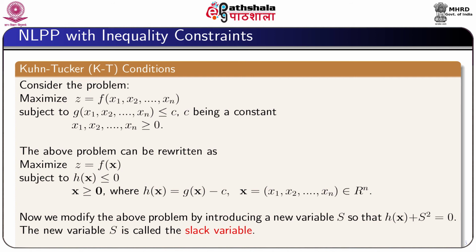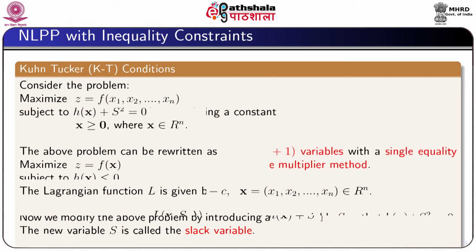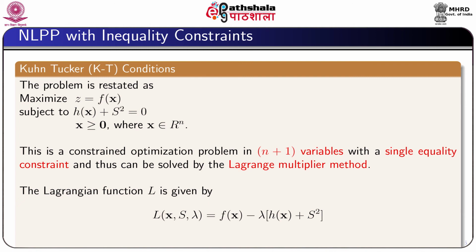We now modify this problem by introducing a new variable, which is called slack variable, a new variable s, so that h(x) plus s square is equal to 0. The new variable s is called slack variable. Therefore, the problem can be stated as maximize z equal to f(x) subject to h(x) plus s square is equal to 0, x greater than equal to 0, where x belongs to Rn.